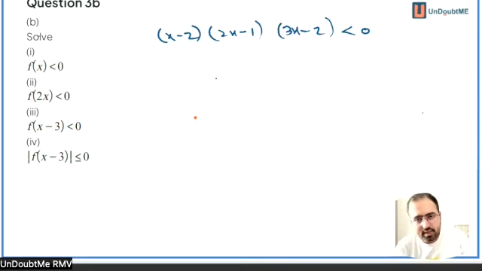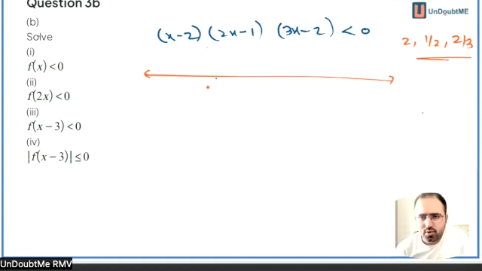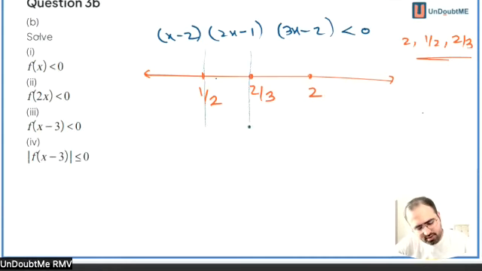So the first step is that we should draw a rough number line, writing all these zeros. So the zeros are 2, 1 by 2, and 2 by 3. 2 by 3 is 0.6, and 1 by 2 is 0.5. So 1 by 2 will come first, then 2 by 3, and then 2. I'm not plotting them, I'm just arranging them as per the order. Then there are 4 sections created. If you see over here, there are total 4 sections, and our answer will be from these only.